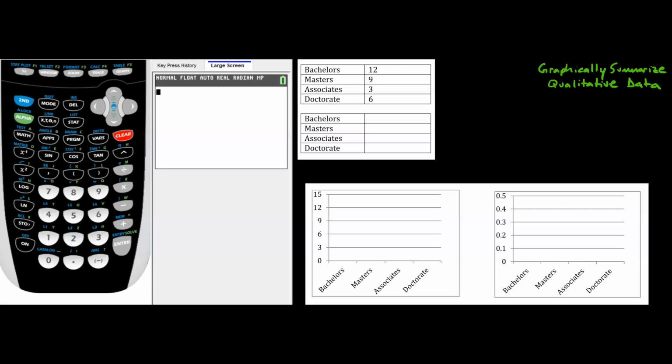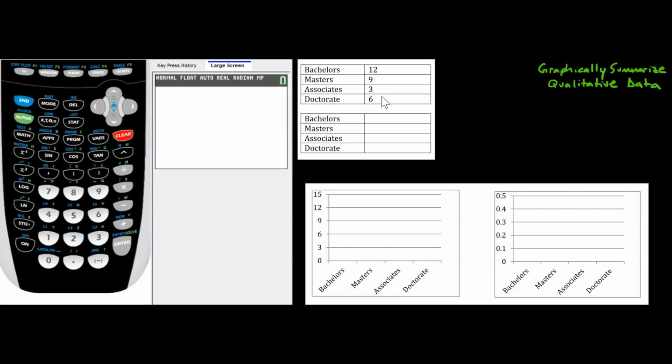So our focus here is a graphical summary of qualitative data. I have an example where I have a qualitative variable, which is level of education. That's also an ordinal qualitative variable. I collected some data from a recent class of mine, and when I asked my students, what is the highest level of education that you plan on pursuing? 12 people said that they would pursue a bachelor's, 9 said that they would pursue a master's, 3 said that the highest level would be associates, and 6 said some sort of a doctorate.